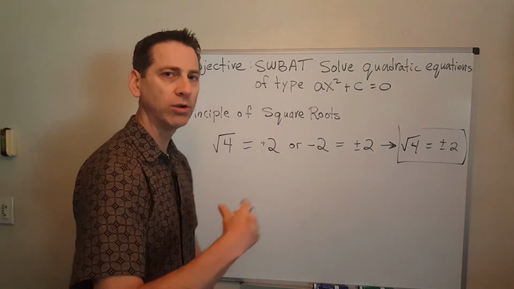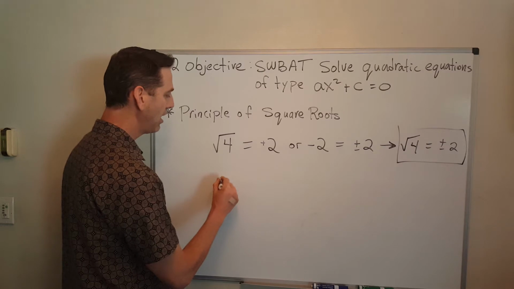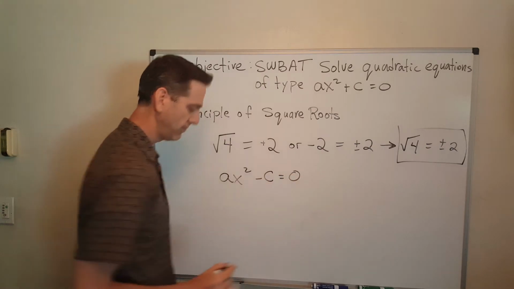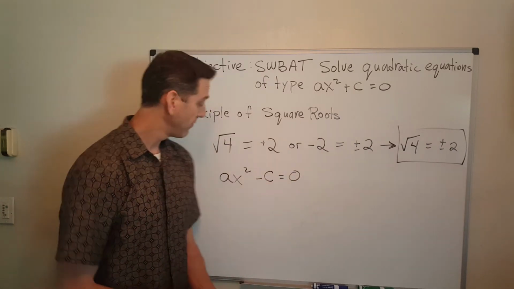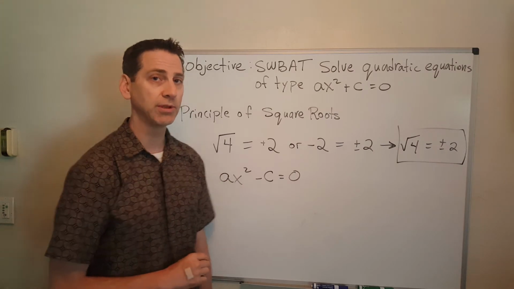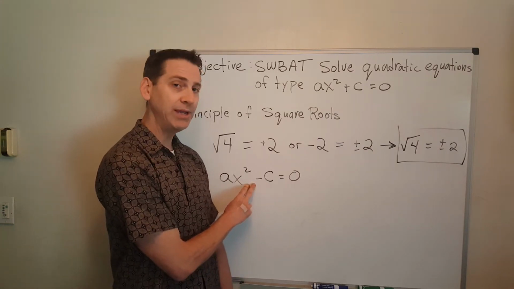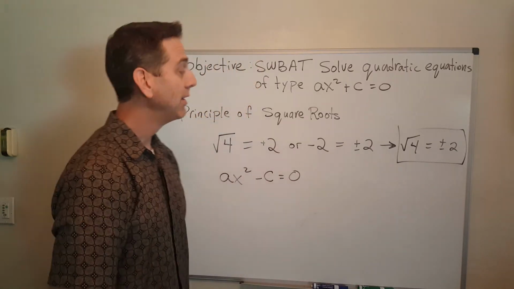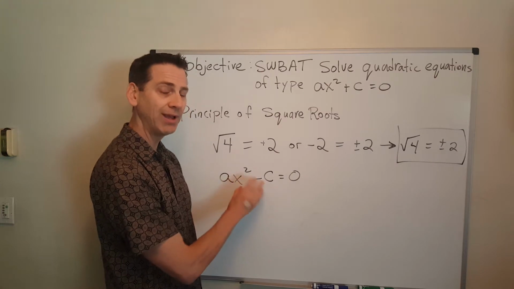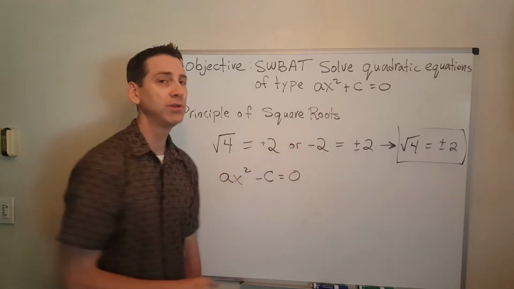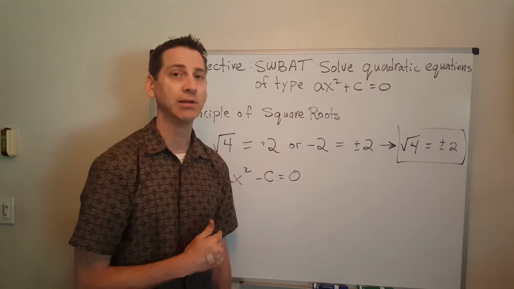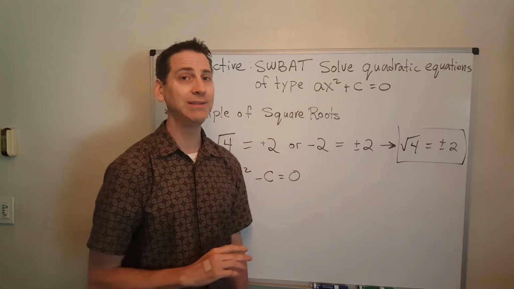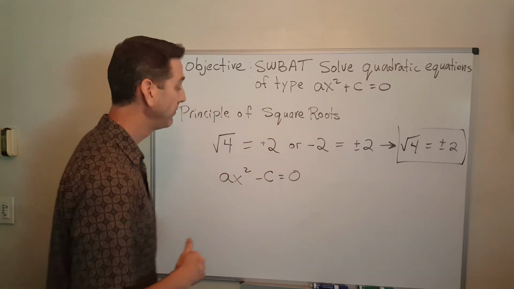Now let's go to a more generic case. Let's say I have ax squared minus c equals 0. You'll notice something: I do not have a b term. Usually I have ax squared plus bx plus c equals 0. When I'm missing that middle term, I can use the principle of square roots to solve these very easily. I can use other methods too, but the principle of square roots is really easy, and it's going to help set us up for completing the square.